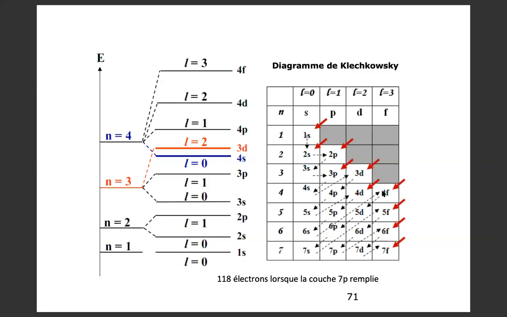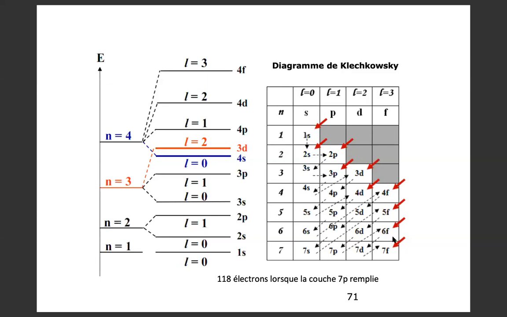4F. 4F, you come to 5D. 5D, you come to 6P. After 6P, you come to 7S. 7S, you go to 5F. 5F, 6D. 6D, 7P. 7P, you go to 6F. 6F, 7D. 7D, 7F. So now this is where the exception comes in.